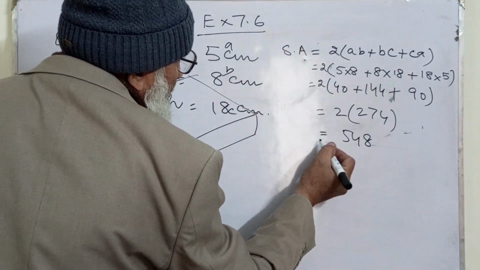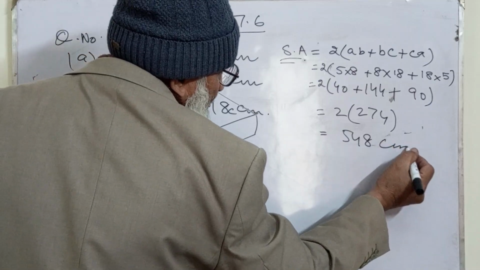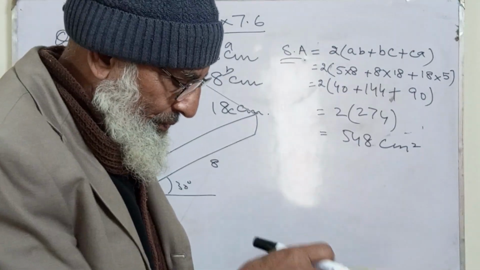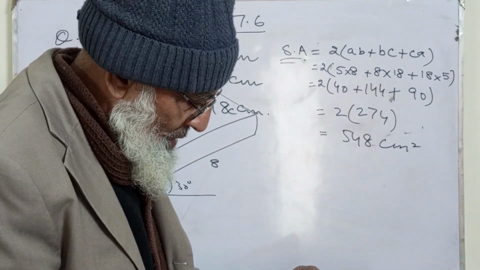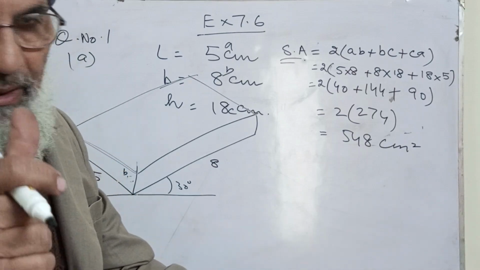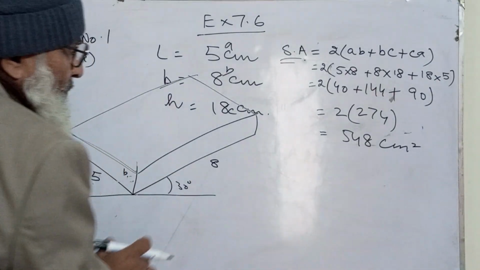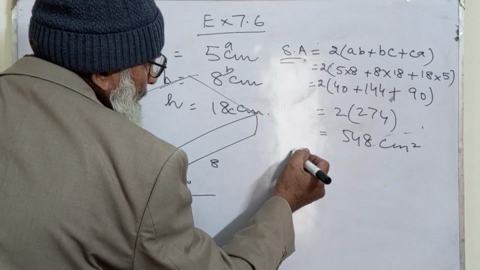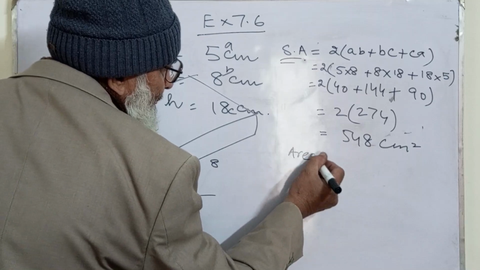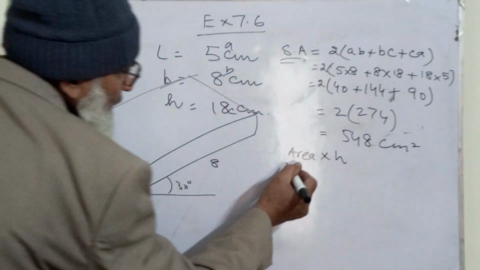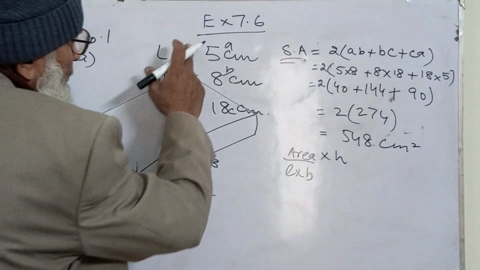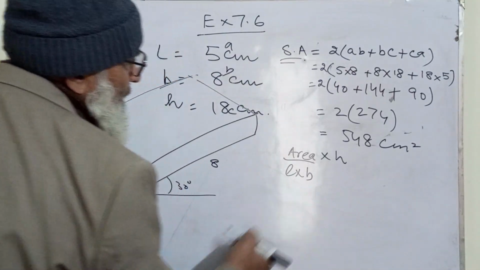548. Since it is surface area, it will be in centimeter square. Okay, answer is correct. Now what about the volume? I've just told you volume is very simple. That is area multiplied by height. What is area? Length into breadth, multiplied by height. That means you have to multiply all the three dimensions given to you.